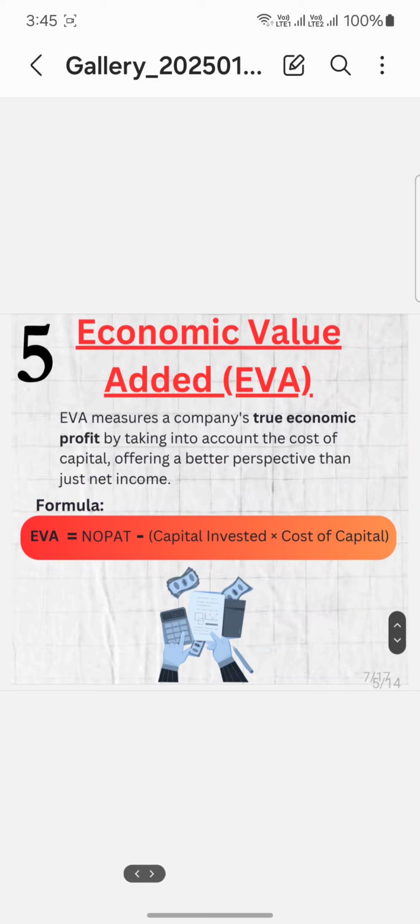The fifth ratio is the EVA ratio, or economic value added ratio. EVA measures a company's true economic profit by taking into account the cost of capital, offering a better perspective than just the net income. What is the formula for calculating EVA? We have to deduct capital invested into cost of capital from NOPAT, that is NOPAT minus (capital invested into cost of capital).